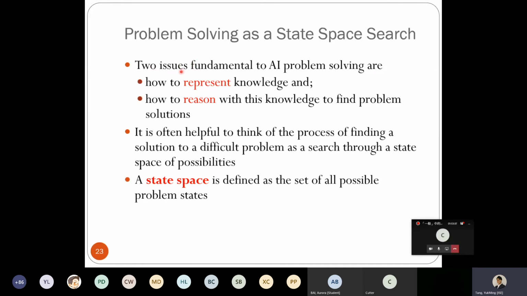When we talk about rule-based reasoning or AI problem-solving ability, we have two issues. First is how to represent the knowledge, and secondly is how to reason with this knowledge to find out the answer. Finding out the answer we call reasoning. Before we find out the answer, we need to represent the knowledge first. How can we represent the knowledge? One approach is called the state-based approach.